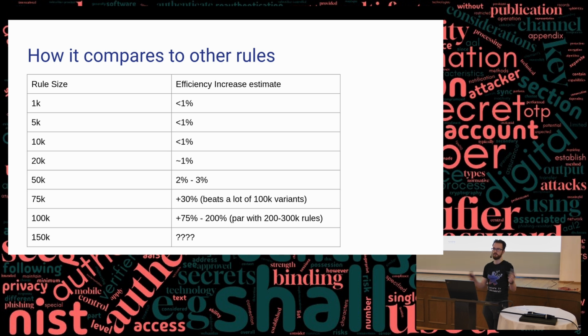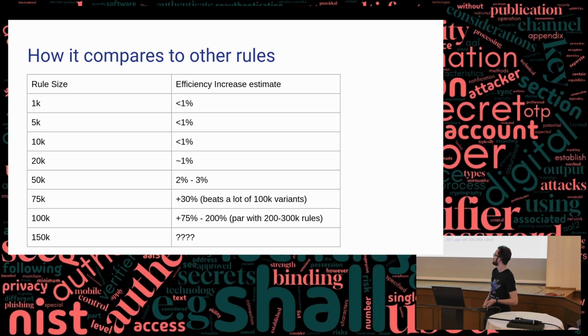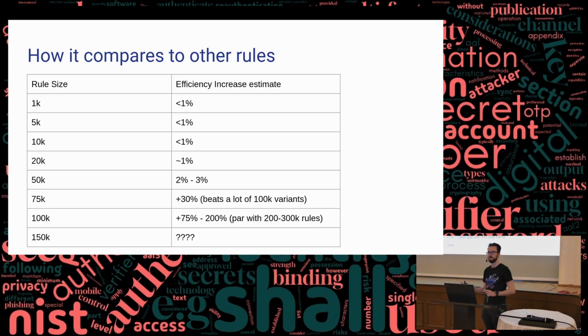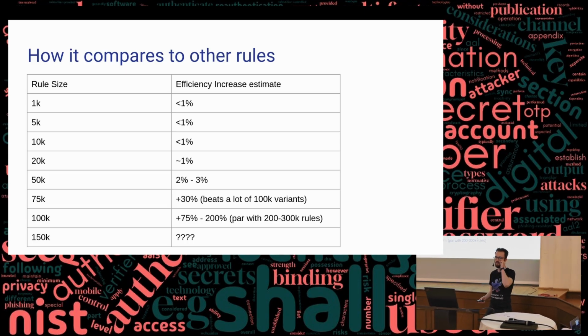So how does it compare to some of the other rules that we have out there? The under 50K one I don't have listed here, but at a small scale, you don't really notice any difference. But as we go up in the size of the rule, we notice that the performance increases substantially. So the 75K version of this rule set beats out most 100K variants that we tested against.